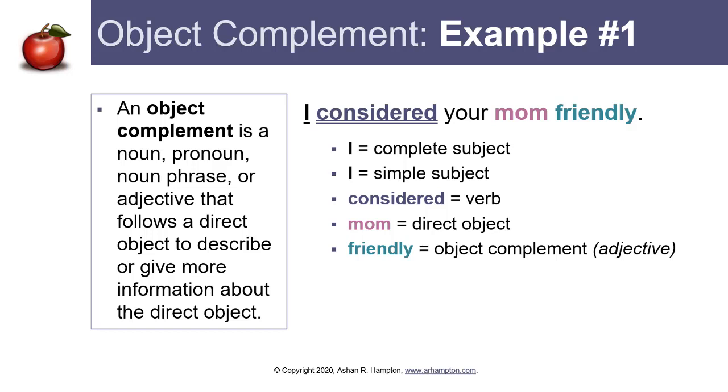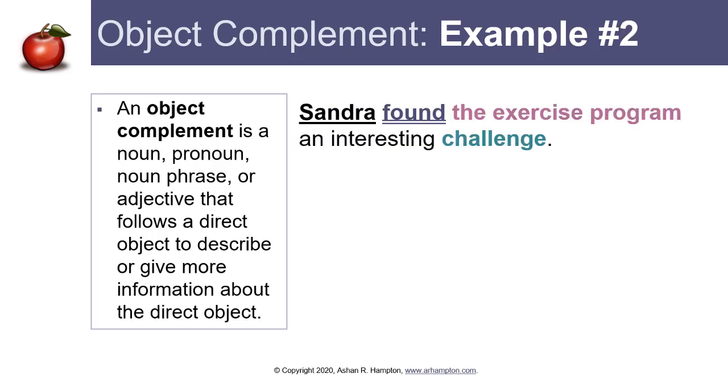So, according to the definition, an object complement is a noun, pronoun, noun phrase, or adjective that follows a direct object to describe or give more information about the direct object. So you see how we put that all together in this example. Example number 2. Sandra found the exercise program an interesting challenge. Again, this is another example where to be is suggested but not written. You want to say, Sandra found the exercise program to be an interesting challenge, but do not include to be.